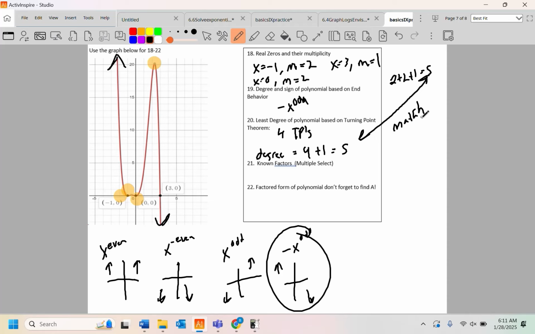Known factors. It says multiple select, but I have no idea if it's going to be multiple select or not. So I have x equals -1, that's x plus 1, and it's going to be squared. I have x equals 0, and again, that's x minus 0, which is just x, multiplicity of 2, so it's squared. And then I have x equals 3, which is x minus 3, because for the bajillionth time, when a number enters parentheses, its sign changes. It's not rocket science. All right, so 22 is to find the factored form of the polynomial.